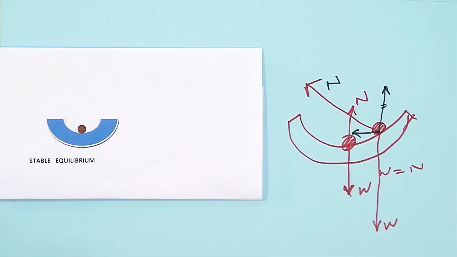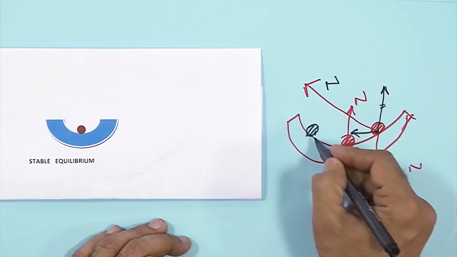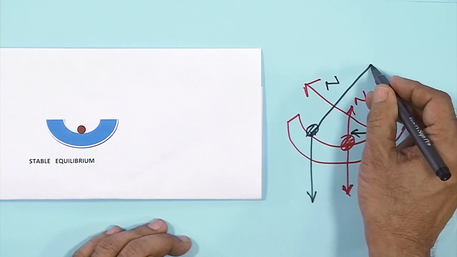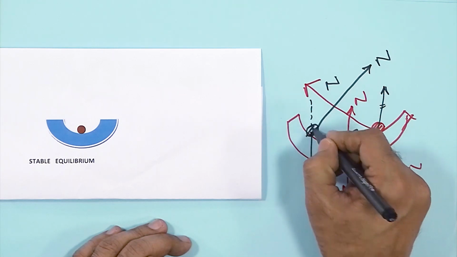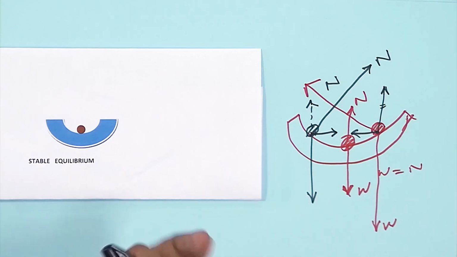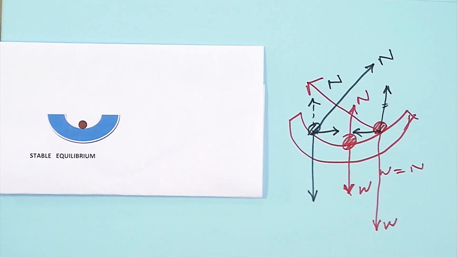If we move towards the left, the same thing happens. That means the weight is acting like this, the normal reaction is like this, and if we look at the two components, those come like this. Once again, the vertical component balances the weight, and the horizontal component pulls it back towards the equilibrium position.